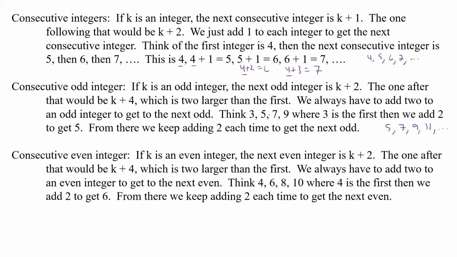So again, here I said 3, 5, 7, 9, where 3 is the first, then we add 2 to get 5, and then we add 2 more to get 7, and add 2 more to get 9. And so that kind of gives us the odds.